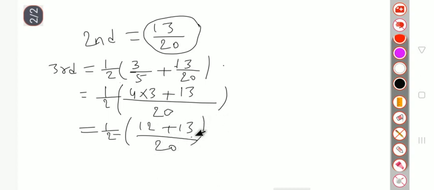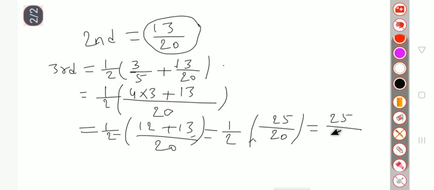Now what is the value? It will be 1 upon 2, 12 plus 13, which equals 25, so 25 divided by 20. So 1 into 25 will be 25, divided by 20 into 2, which is 40. So this is the third rational number. Now we will find the fourth rational number. Similarly, we will take a as 3 by 5 and b will be 25 upon 40.